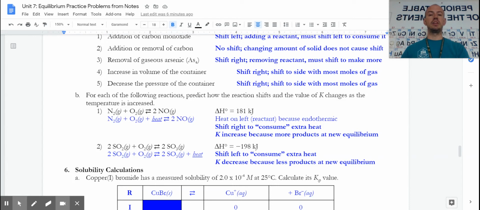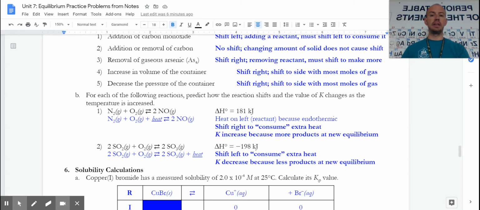In consuming that extra heat, we have produced more NO, our numerator. We have consumed N2 and O2, our denominator. So in that case, our K actually goes up, and we have a higher value of K when we're in equilibrium. You could also see this problem where it would tell you that the K goes up or goes down at a high or low temperature, so a different format, and ask if it's endo or exothermic.